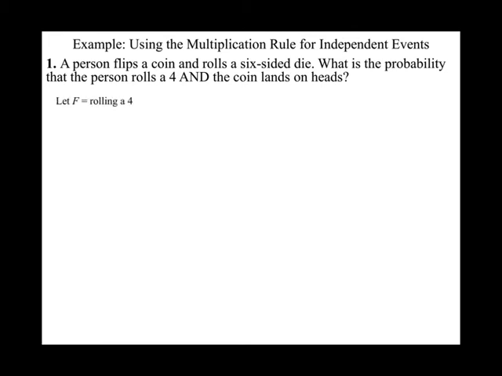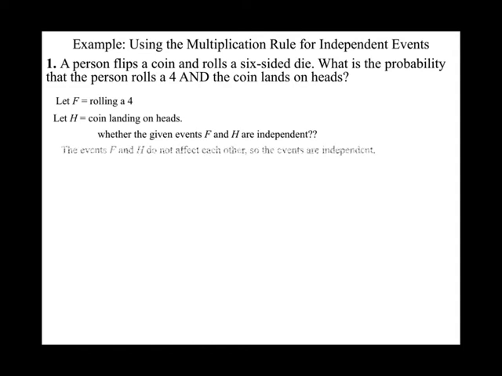So we just write it down. We're going to let the event F be rolling a 4, and we're going to let H be when we get heads. So we try to prove whether the given events F and H are independent. And we already saw from the previous example that flipping a coin and rolling a die are two different events and this is independent. So we'll be using the multiplication rule. Getting a 4 and then getting heads, so that'll be the probability of 4 times the probability of heads.